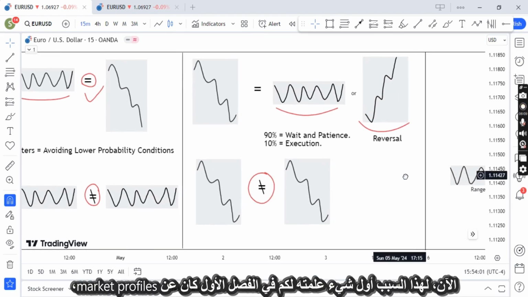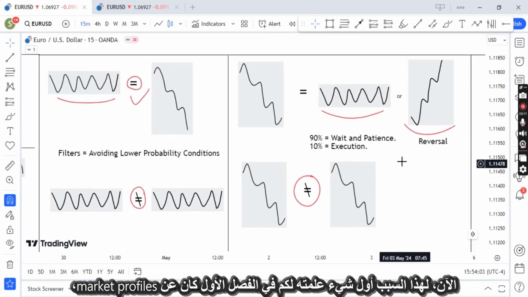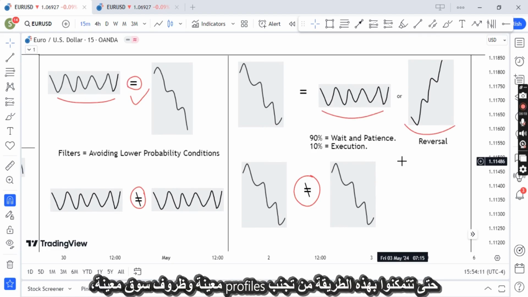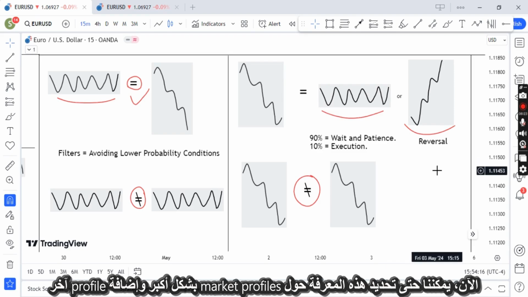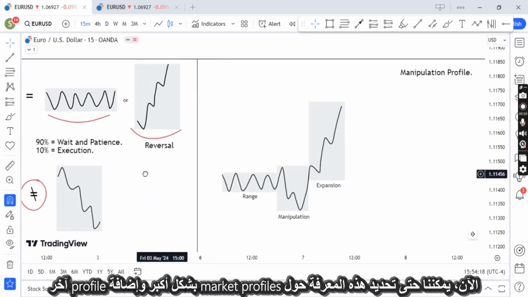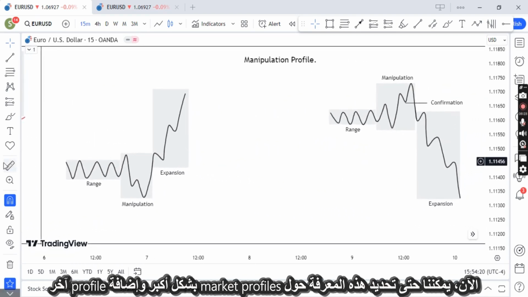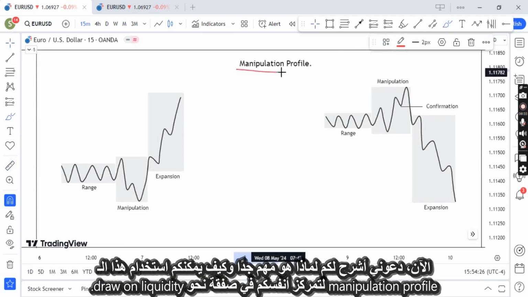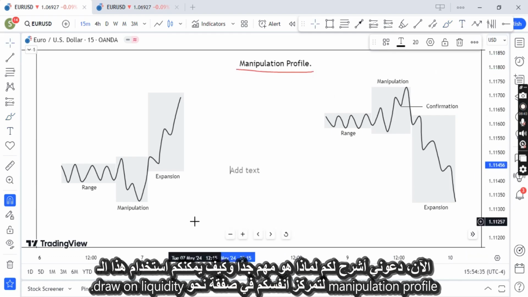Now that's why the first thing that I taught you in chapter 1 is about market profiles, and I made sure that you learn everything about market profiles so that way you can avoid certain profiles and certain market conditions, right? Now we can even further define this knowledge about market profiles and add another profile, which is called the manipulation profile. Now let me explain to you why it is so important and how you could use this manipulation profile to position yourself in a trade towards a drawn liquidity.